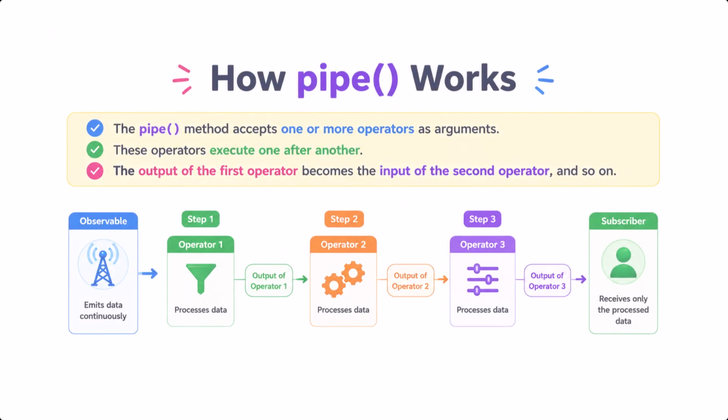The pipe method accepts one or more operators as arguments. These operators execute one after another. The output of the first operator becomes the input of the second operator and so on. This creates a data processing pipeline, and that's exactly why it is called pipe. Now that we understand pipe, let's start learning operators. We will begin with one of the most commonly used operators, map.